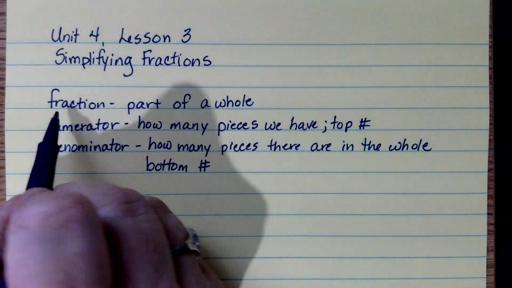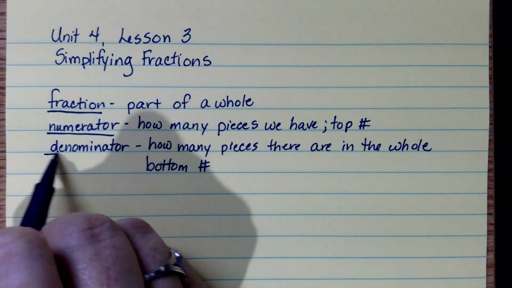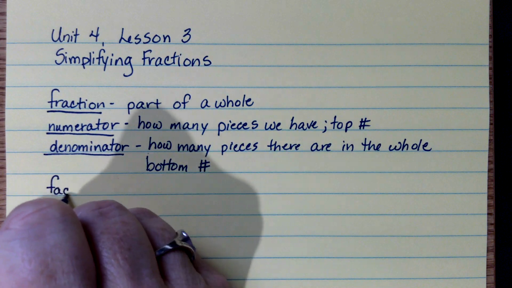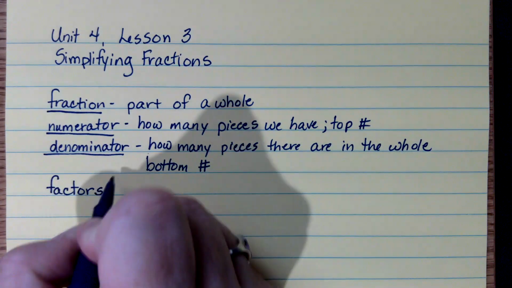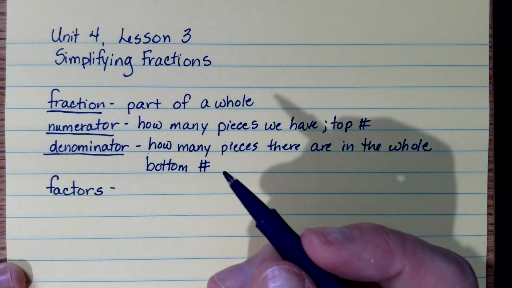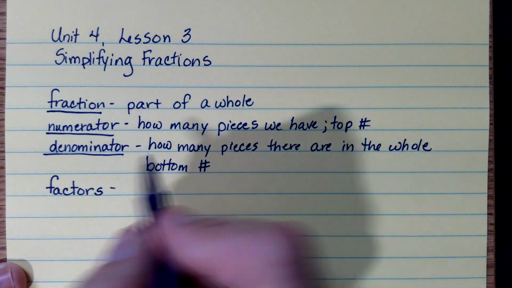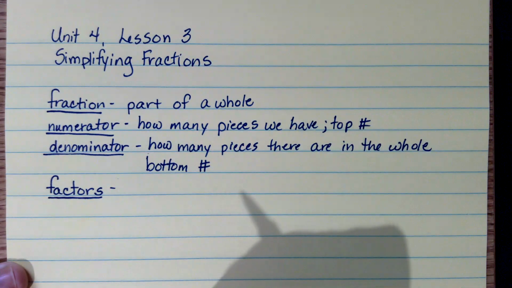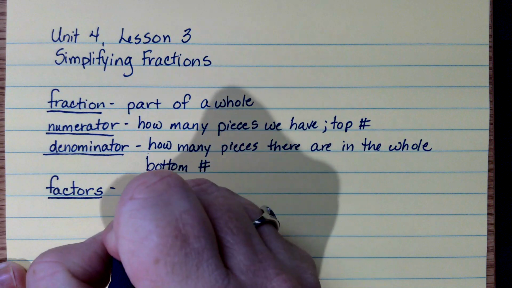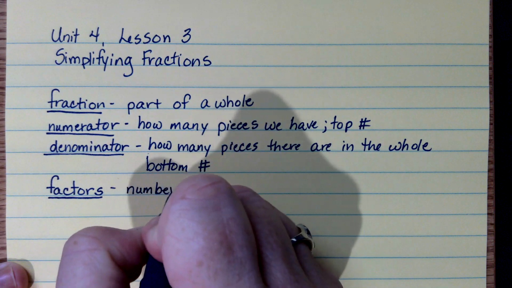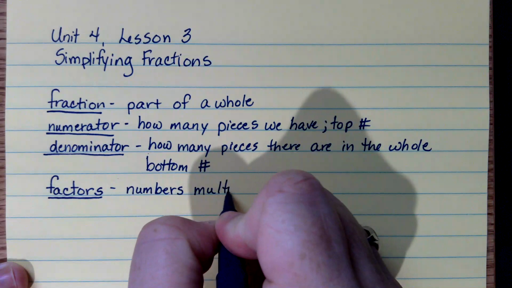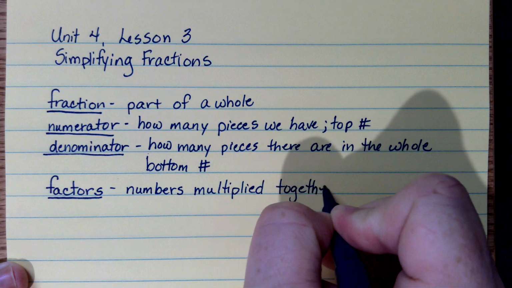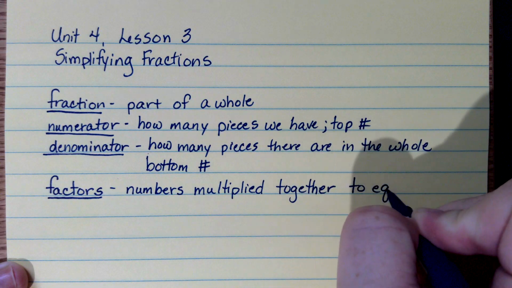All right, and some new vocabulary that you may want to include would be factors. I know we've talked about multiples. Multiples are the numbers you get when you count by the numerator or the denominator, but factors are kind of the opposite. You kind of have to do some division, but it's numbers that are multiplied together to equal a product.